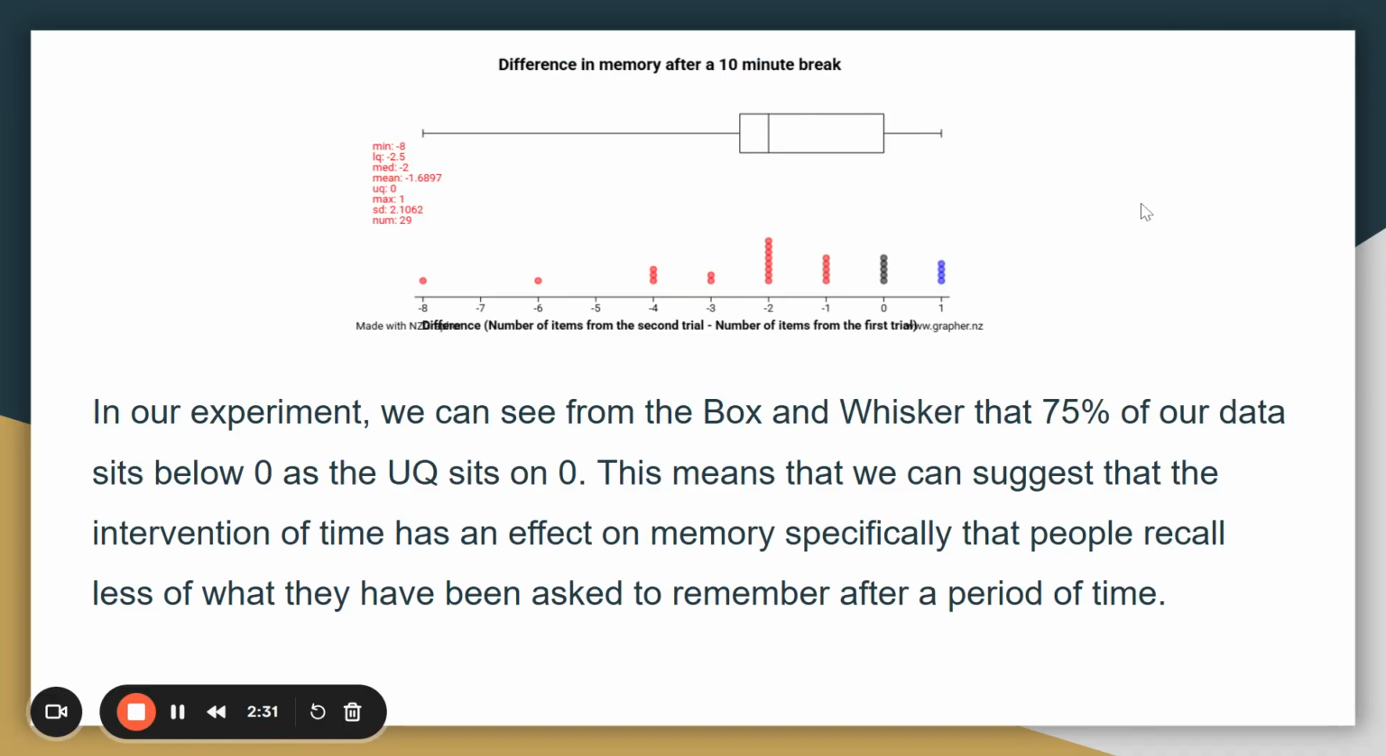So in our experiment, we can see the box and whisker has 75% of our data sitting below 0 as the upper quartile sits on 0. This means that we can suggest that the intervention of time has an effect on memory, specifically that people recall less of what they have been asked to remember after a period of time.